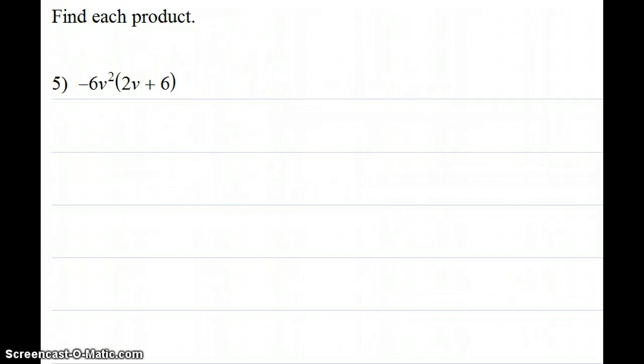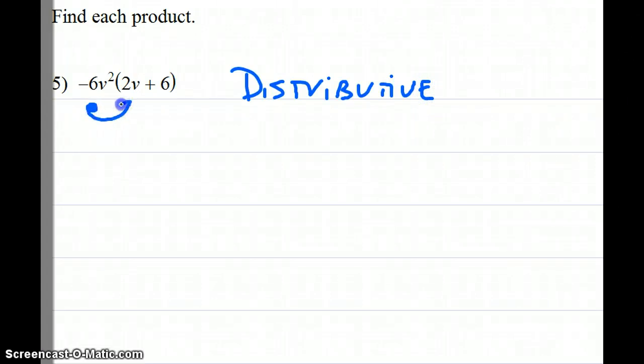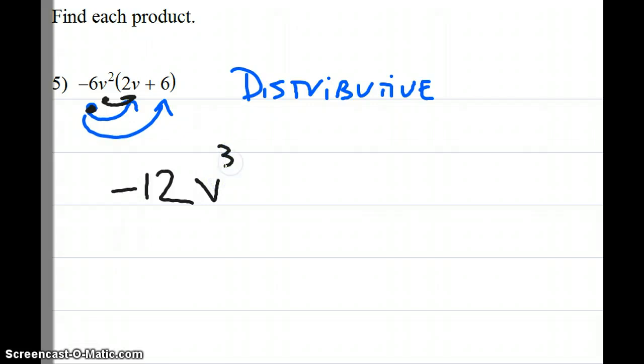These problems with product, when we talk about multiplying through, typically you will use the distributive property here. The distributive property, remember, is just take your outside term and distribute it through. This is where we're going to use our rules for exponents like we did last week. So a negative 6 times a 2 is going to be a negative 12, and a v squared times a v will give us a v cubed.